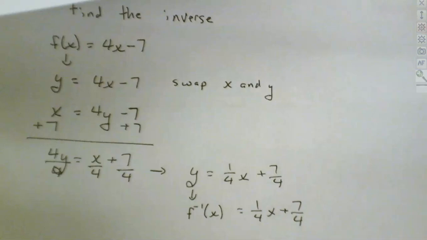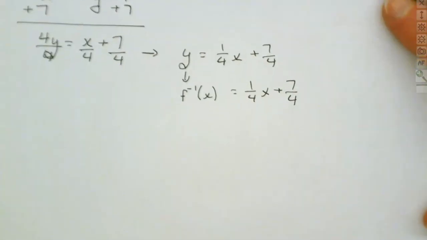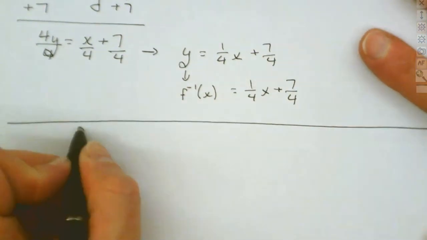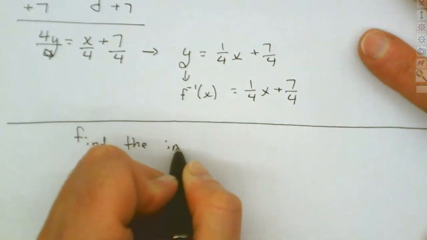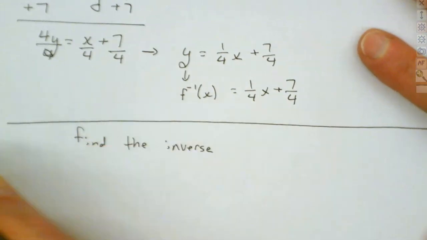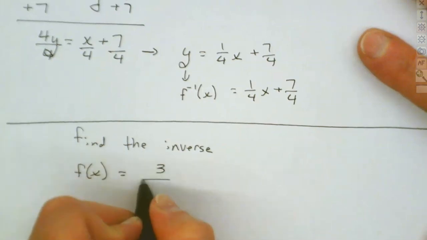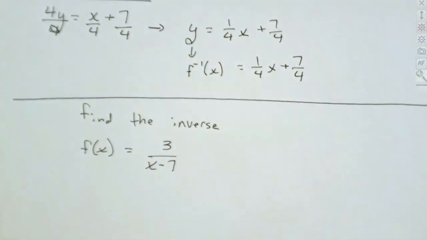Now, let's do another one. That one was a pretty easy one, right? That one had an inverse, and we were able to find it. Let's do another one. Let's try to find the inverse of this one.